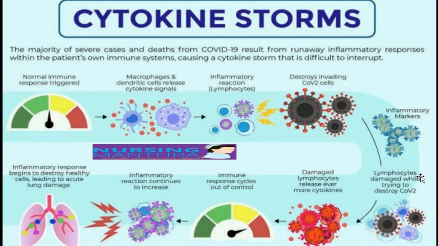Then inflammatory markers appear. Lymphocytes are damaged while trying to destroy the coronavirus. Fighting with the coronavirus, the lymphocytes get damaged. Damaged lymphocytes release ever more cytokines. So the immune response cycle goes out of control. The inflammatory reaction continues to increase, and finally the inflammatory response begins to destroy healthy cells, leading to acute lung damage.